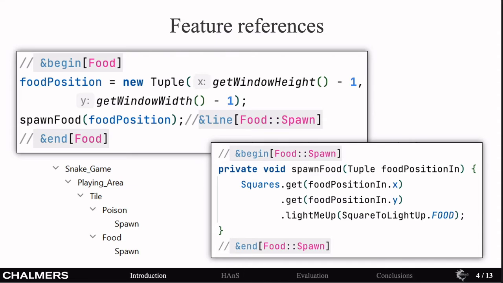You may notice that the line annotation looks a bit different from the others. The reason for this is that the feature called spawn is defined in 2 different places, both for poison and for food. To make sure that the correct spawn feature is referenced, it has to be defined with its parent. In this case, the parent of this spawn feature is food.